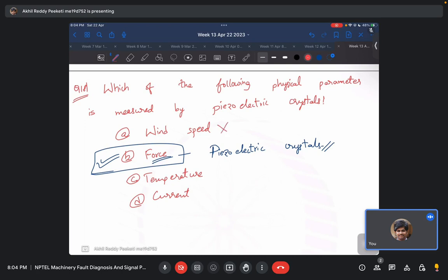Not the wind speed or temperature or current. For temperature you have a thermocouple or IR camera. For current you have a Hall effect sensor. So it's force that is measured using piezoelectric crystals.